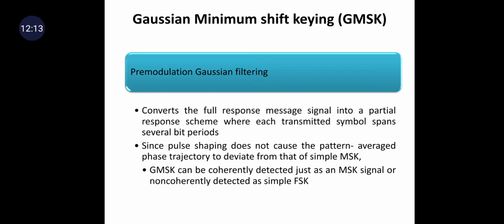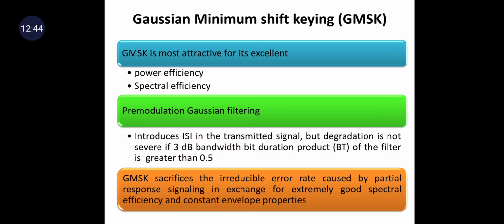So let's see, in addition to that, the pre-modulation Gaussian filtering process has the following functions. First, it converts the full response message signal into a partial frequency response scheme where each transmitted symbol spans several bit periods. Since pulse shaping does not cause the pattern averaged phase to deviate from that of simple MSK, GMSK can be coherently detected just as an MSK signal or non-coherently detected as simple FSK. So GMSK is most attractive for its excellent power efficiency and spectral efficiency.